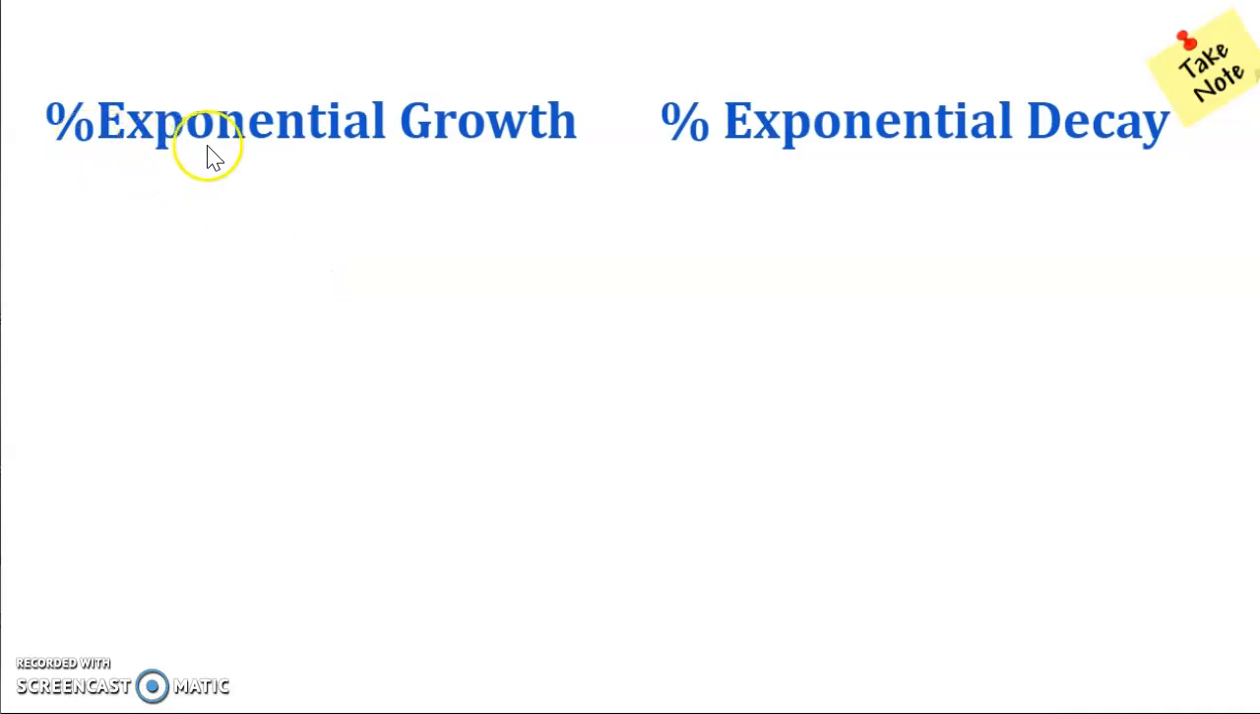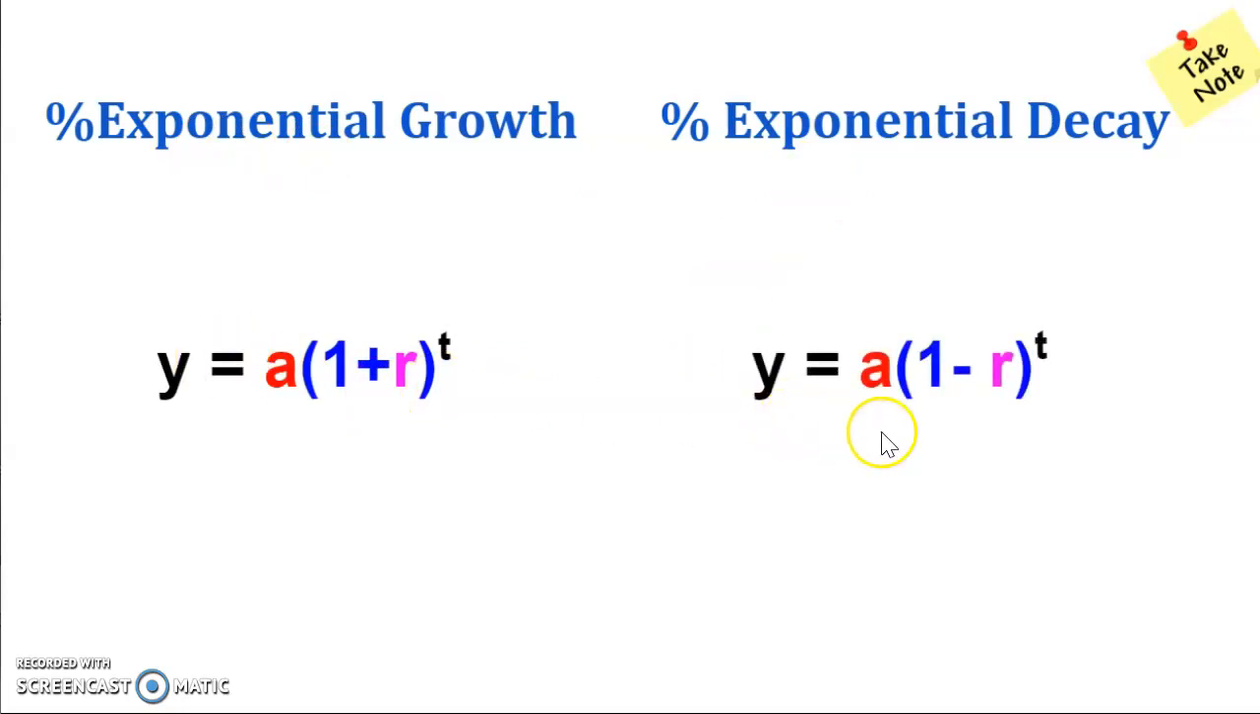So here is the thing. When you're dealing with application problem with percentage exponential growth or percentage exponential decay, there are two different forms of the formula. So y is equal to a multiplied by 1 plus r to the power of t, and y is equal to a times 1 minus r to the power of t. So for exponential growth, it's going to be the left formula. For the exponential decay, it's going to be the right formula.